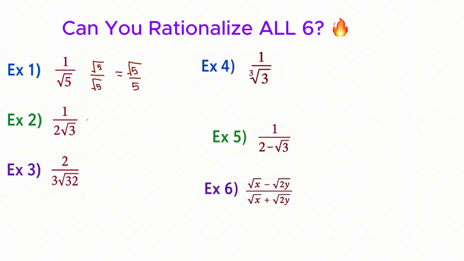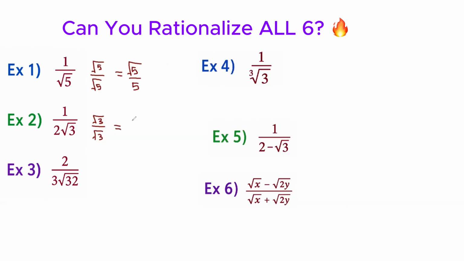Now, the second one is 1 over 2 root 3. Lots of students think you have to multiply by 2 root 3 over 2 root 3. If you want to get rid of the irrational number on the bottom, the root 3, all you need to do is multiply top and bottom by root 3 only. And that way you'll save yourself time.